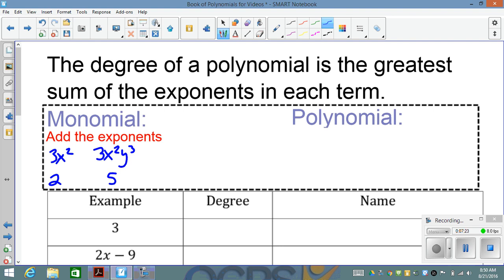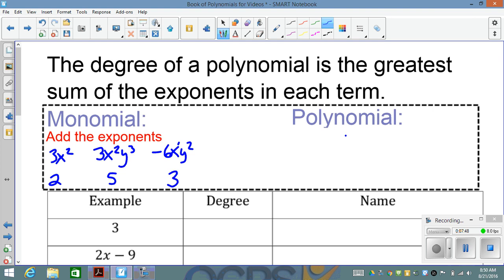Okay, let's do another one. Let's do negative 6xy squared. This one's a little tricky. We've got to be careful. Remember that x has an exponent of 1. So this is 1 plus 2. This one has a degree of 3. So with monomials, you are simply going to add your exponents.